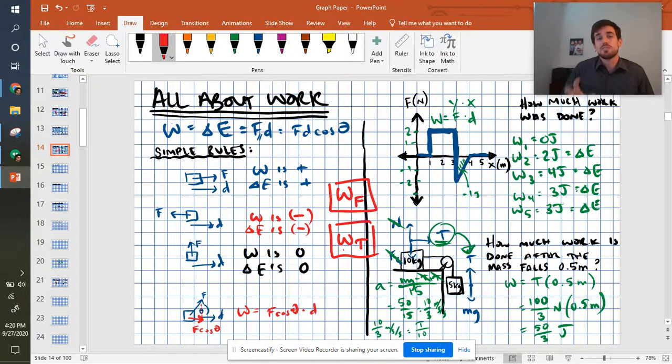And then we're talking about differences between what the change in energy of the object is versus what the change in energy that I'm trying to put into the object is. So that's all about work.